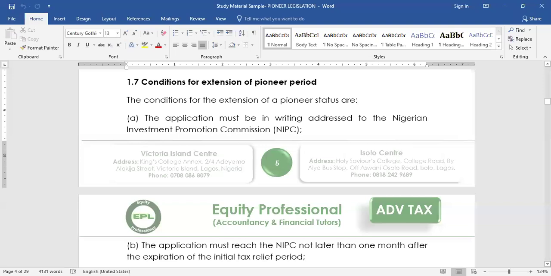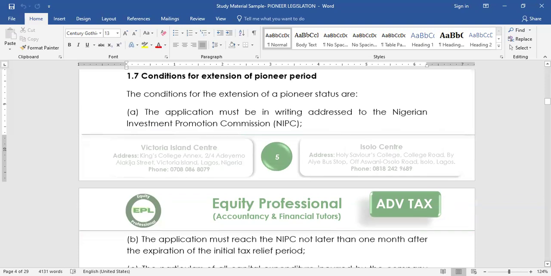That application for extension must be made not later than 1 month after the expiration of the initial tax relief period. That means the application must be made not later than 1 month after the expiration of the initial tax relief period, which is how many years? 3 years.